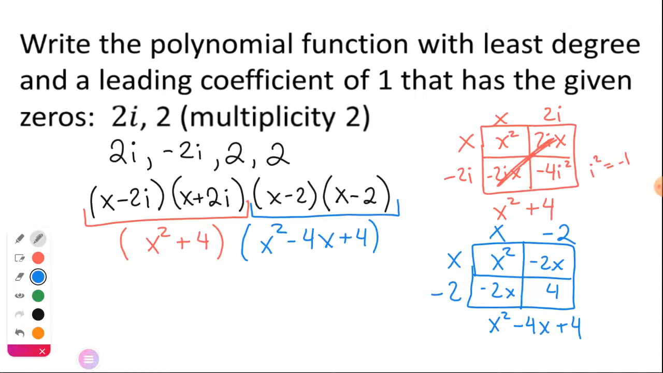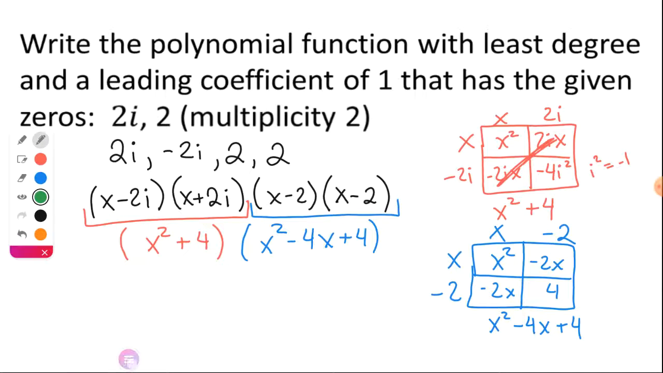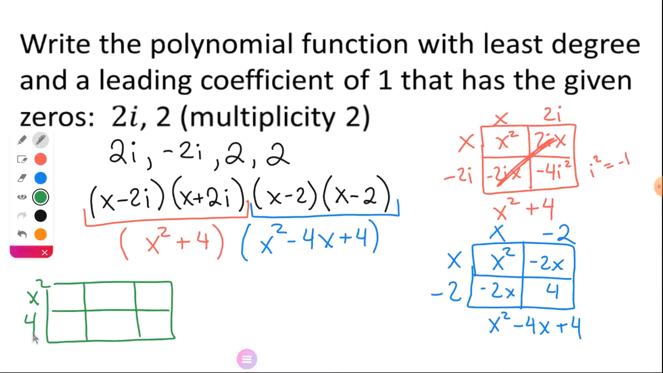And then one more set. We have a binomial times a trinomial. Let's see if I can put the work over here. So that would be a 2 by 3 box. So we get x squared and 4 times x squared, negative 4x, and a positive 4. Multiplying our boxes. Again, please pause the video to try these on your own. X cubed, 4x squared, negative 16x, and positive 16.